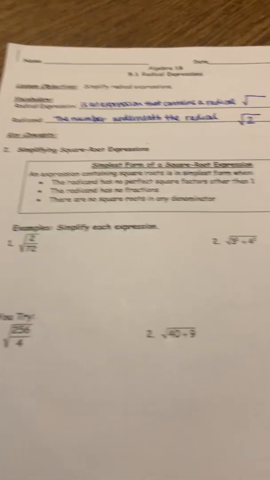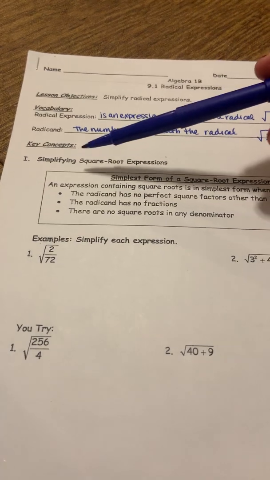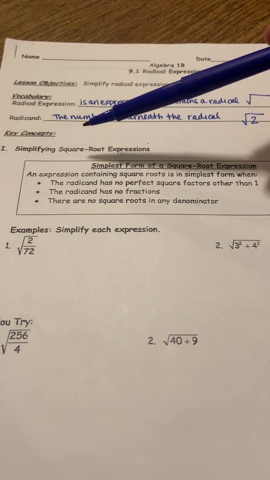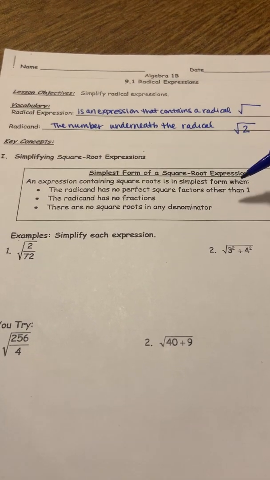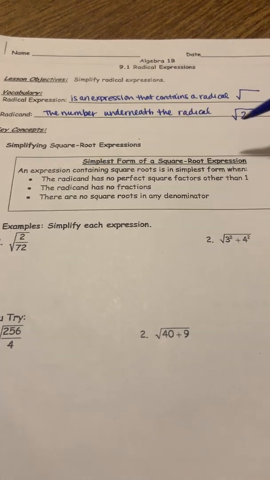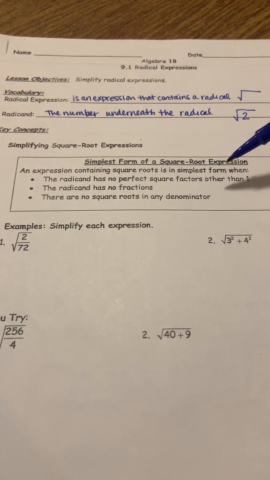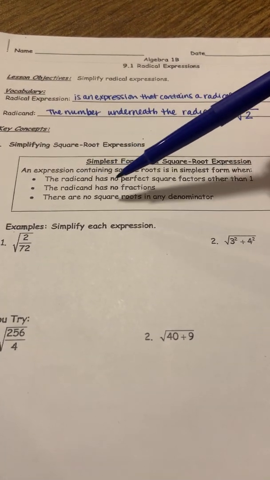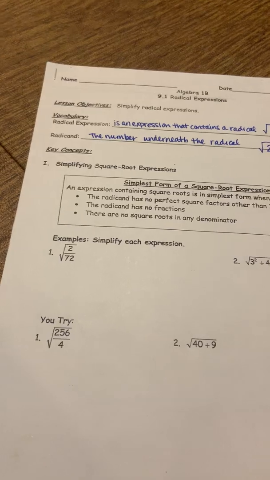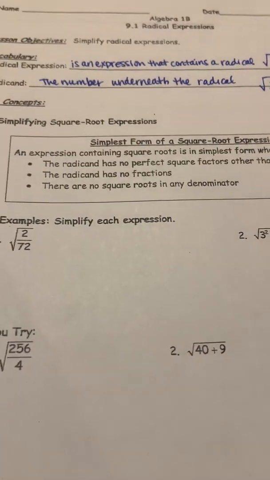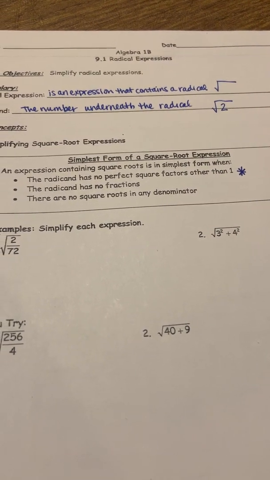The key concepts that we're going to look at here: we're going to look at how to simplify square root expressions. So we are going to take a square root and put it in simplest form. We're going to know it's in simplest form when the radicand, or the number underneath the radical, has no perfect square factors other than 1, the radicand has no fractions, and there are no square roots in any denominator. So now at this point, I would like the sub to pause this video and pass out the square root list. That's very important for you to have right now.